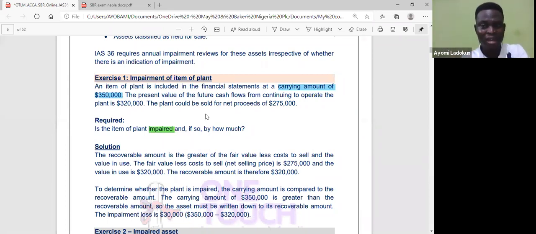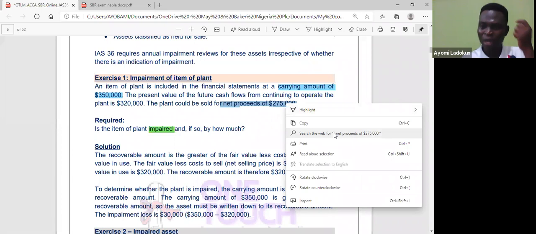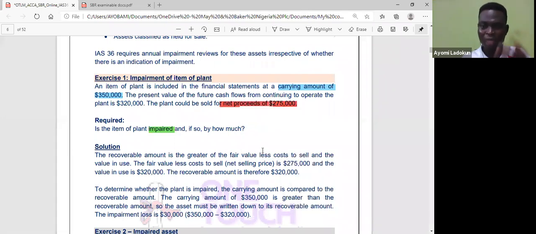And that is the higher of fair value less costs to sell and value in use. Then I ask a question, where is my fair value? It says the plant could be sold for net proceeds. He has computed it for me. Okay, net proceeds. Can you see that? So I pick it out. Oh, wow. That is my fair value less costs to sell. So I have a figure, 275. Then I ask a question, where is my value in use? In my head, I will recall that future cash flows need to be discounted to present value. Then it says, the present value of future cash flows. Can you see?